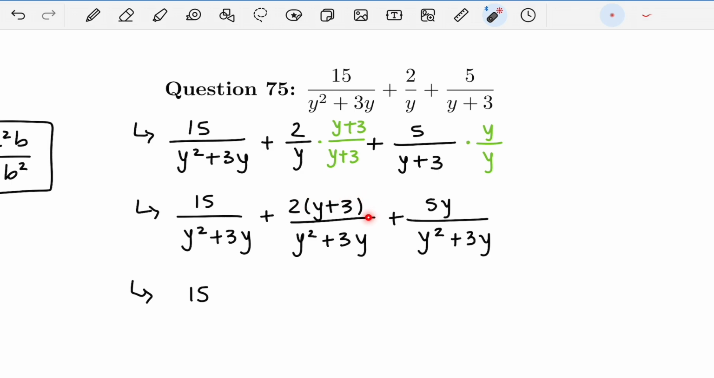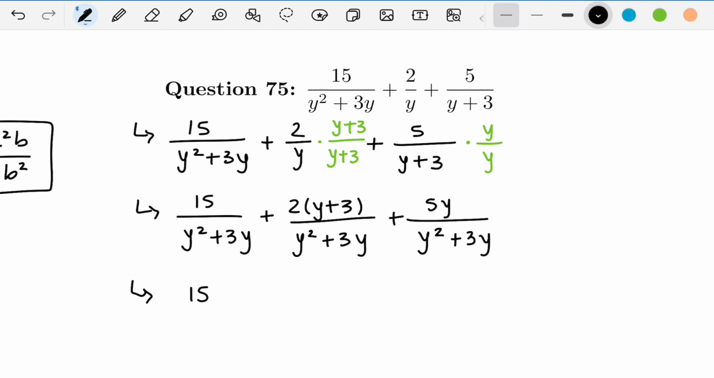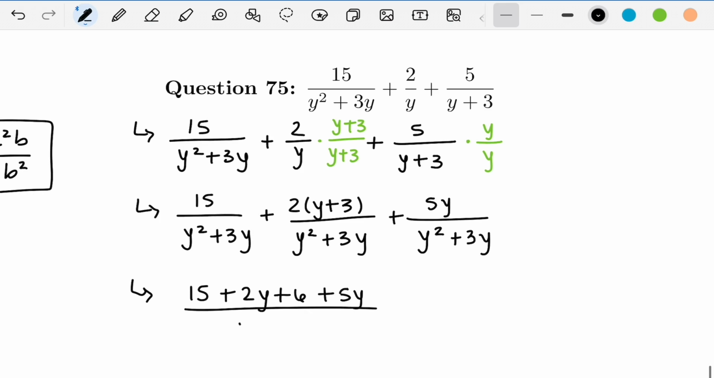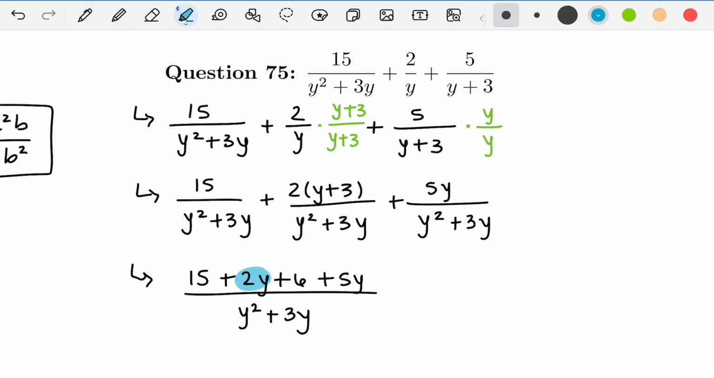Now notice our second numerator here, if we distribute this 2, this will become 2y plus 6. So we're going to write that here. And then we still have this plus 5y. And this is all going to be over our common denominator of y squared plus 3y. Now from here we can combine like terms. We have 2y plus 5y and then 15 plus 6. So combining our like terms here, we're going to end up with 7y plus 21 over our common denominator.